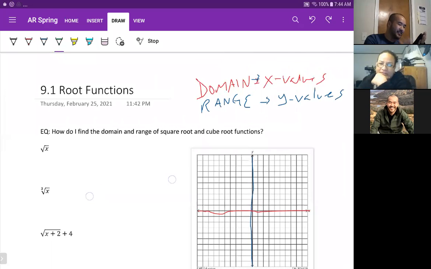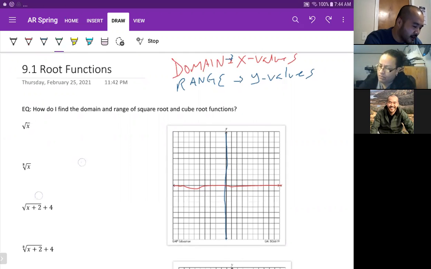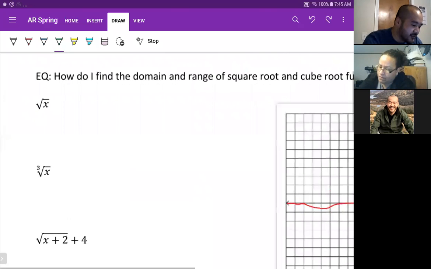Okay, so we're looking at square roots and cube roots. Just starting off here. Domain is the x values, range is the y values. So on this graph here, domain is left to right, range is up and down. So here are 4 examples.